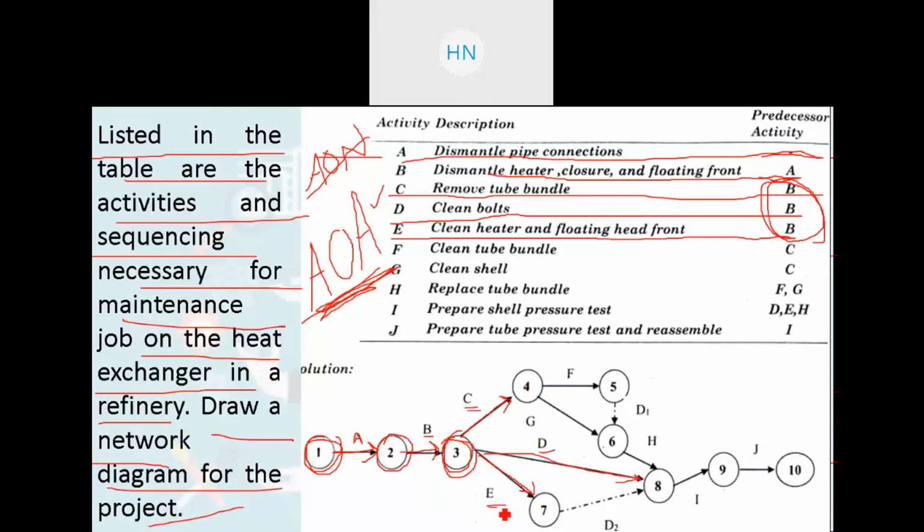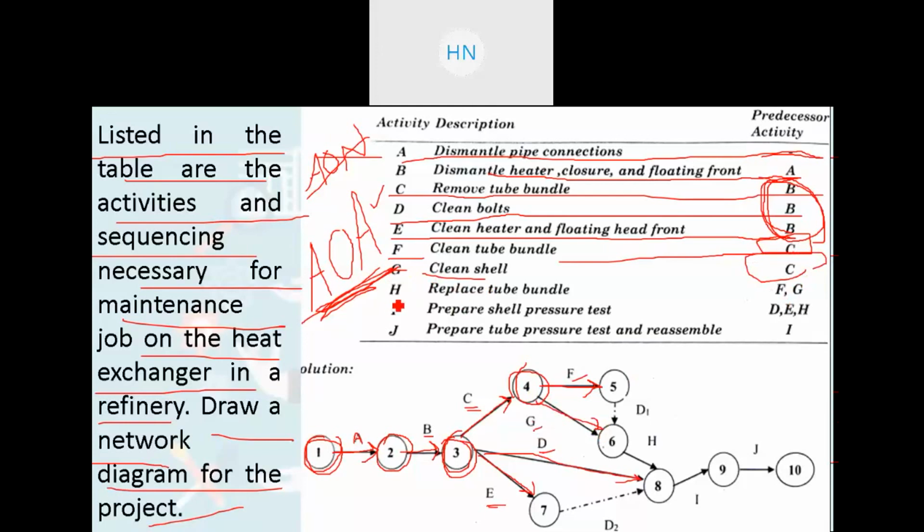C, D and E have the same predecessor as activity B, right? After that, activity F, clean tube bundle, has activity predecessor C. So after C we have one more activity F. For that we are adding event 4 and we get the activity F. Then for G, clean shell, it has the same predecessor as activity C. So from the same event we get out one more activity as an arrow, that is activity G, right?